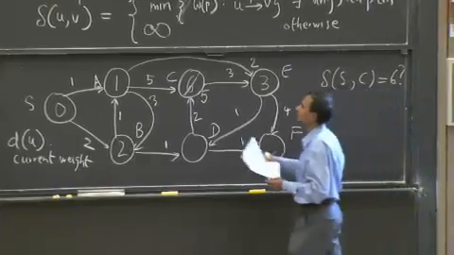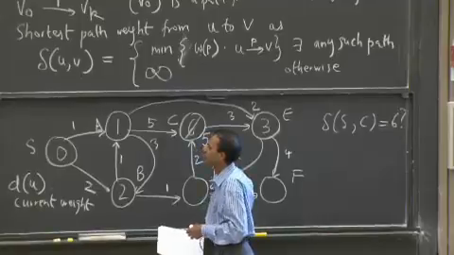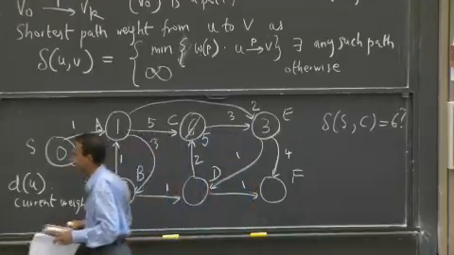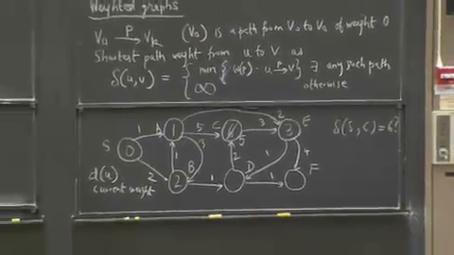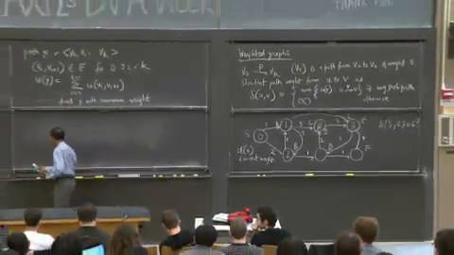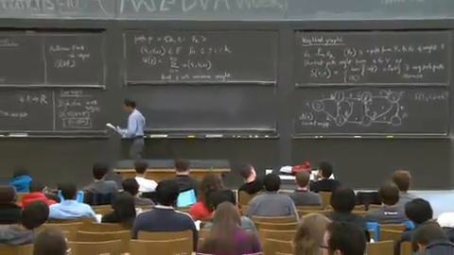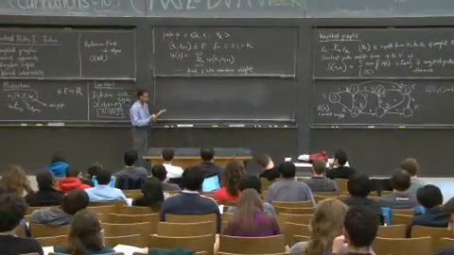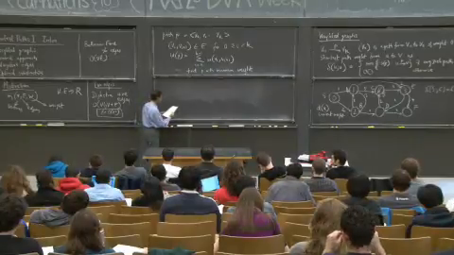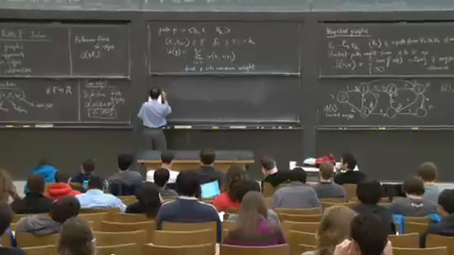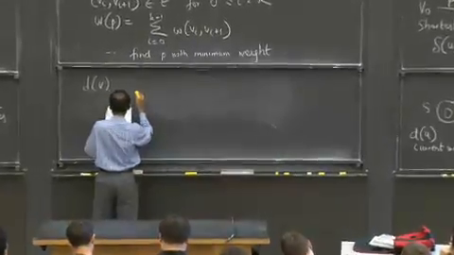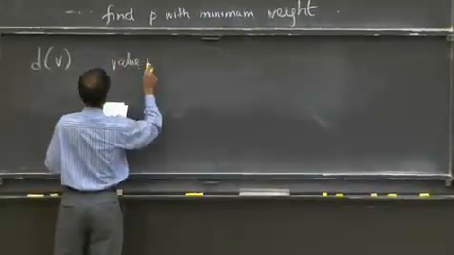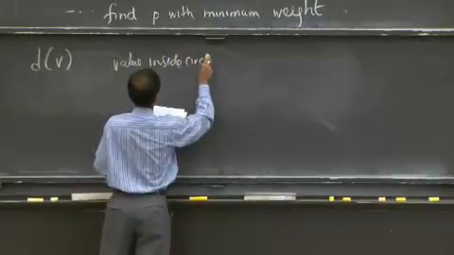So what we did here was we had delta uv that corresponded to the weight of the shortest path. But if you want the path itself, we need a way of finding the sequence of vertices that corresponds to the minimum weight path. And in particular, we're going to have to define what we call the predecessor relationship. And so what I have is d of v is the value inside the circle, which is the current weight.